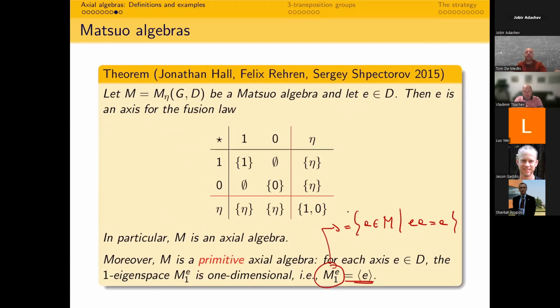And these primitive axial algebras with this given fusion law will be the main focus of my talk today. It's an interesting and well-studied class of algebras. Also, Sergey Shpectorov's talk will, if I understand correctly, also be exclusively dealing with this type of algebras.